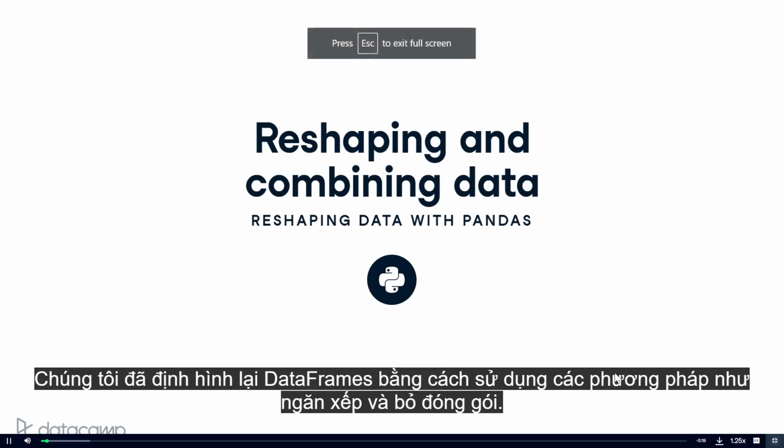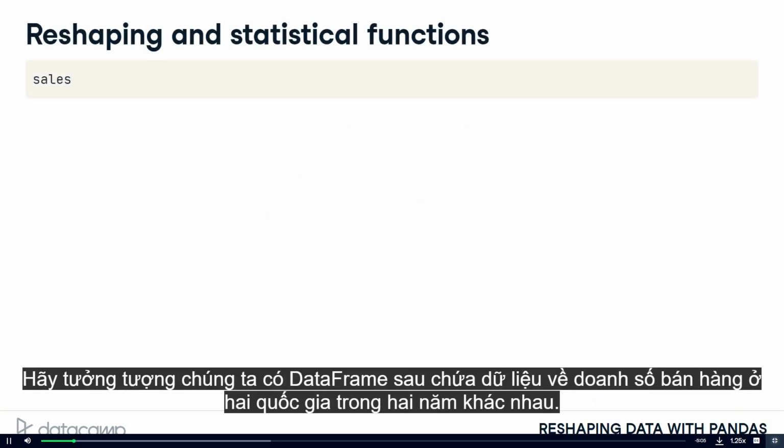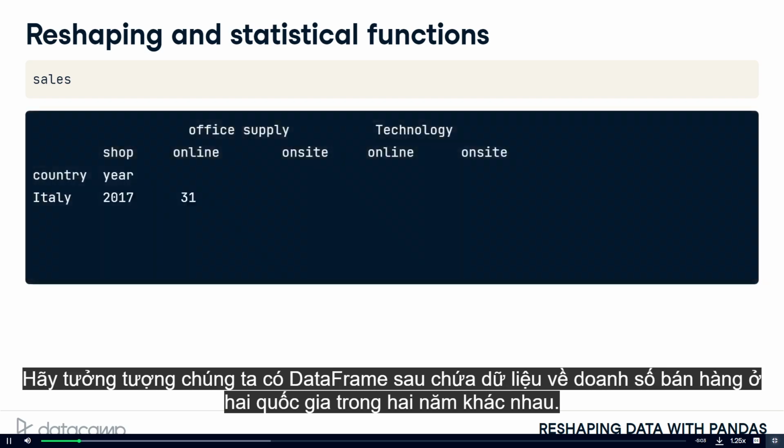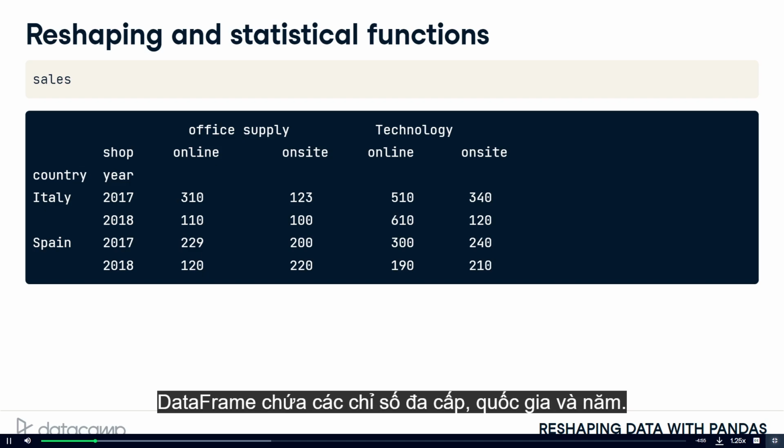We have been reshaping data frames using methods such as stack and unstack. Now we learn how to combine them with grouping and statistical functions. Let's imagine we have the following data frame that contains data about sales in 2 countries in 2 different years. The data frame contains multi-level indexes, country and year.